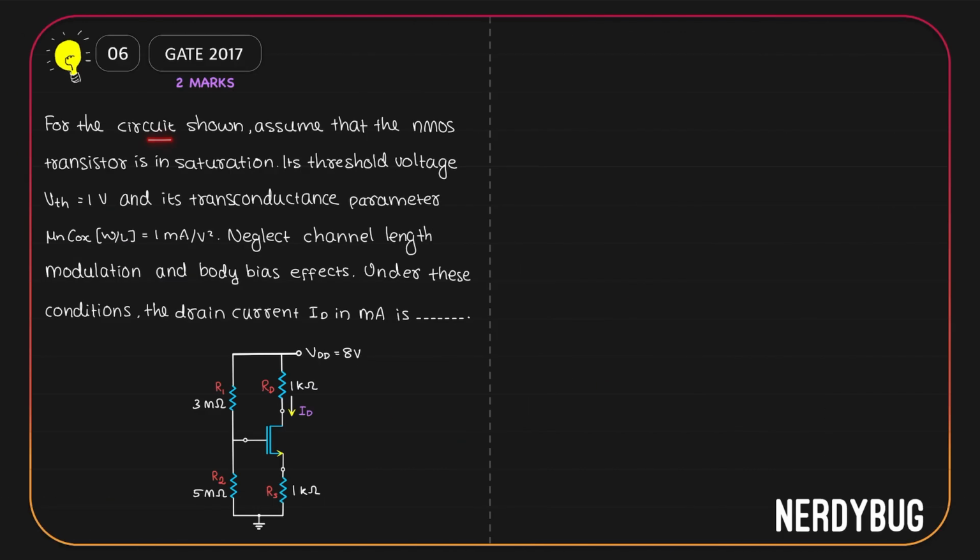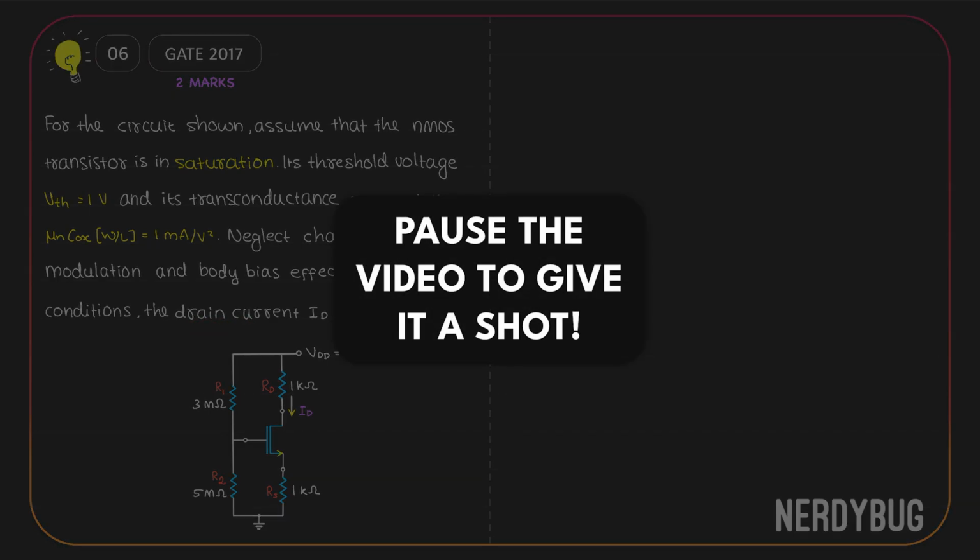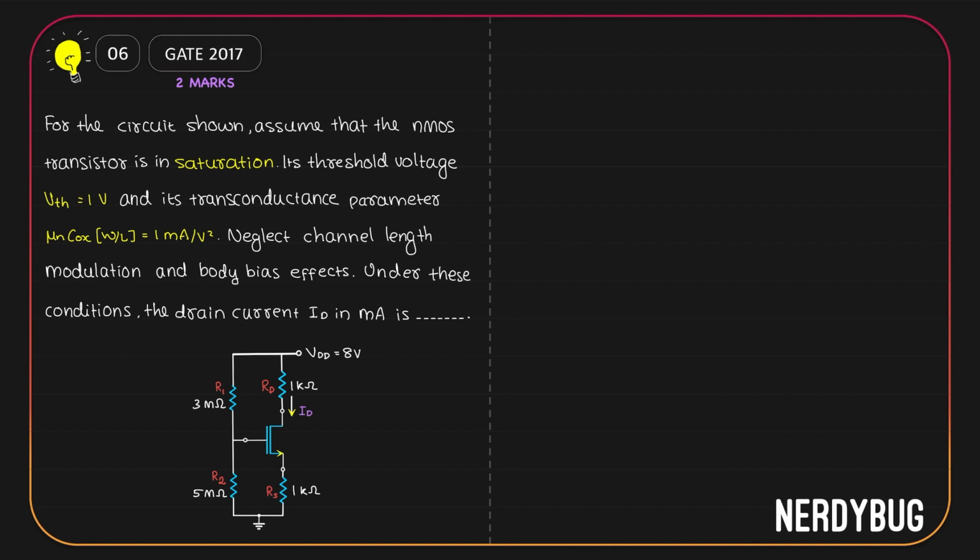For the circuit given in the figure, assume that the transistor is in saturation. Its threshold voltage is 1 volt and mu n Cox W by L is 1 milliampere per volt square. Channel length modulation is neglected. Body bias effect is also neglected. What we have to find out is the drain current in milliampere. Let us figure this out.